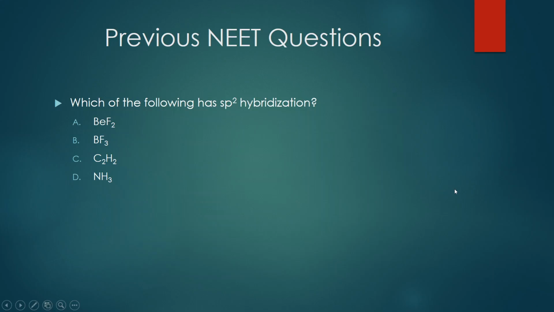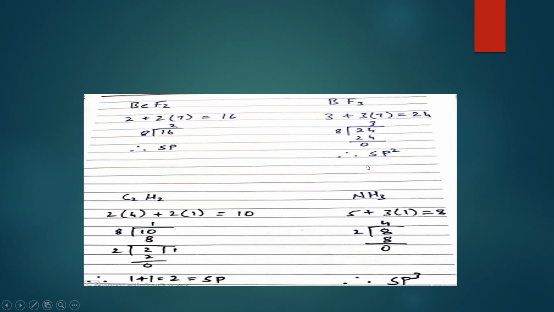Now let us see other question. Which of the following has sp2 hybridization? We have been given BeF2, BF3, C2H2 and ammonia. Let us check what's the hybridization of each compound, which makes us perfect in finding out the hybridization.